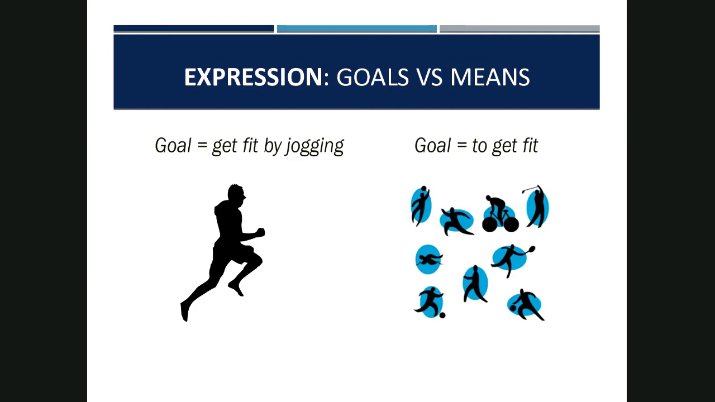So think about what we're doing when we assign things. Is our goal to get fit by jogging, by doing this one thing? Or is our goal to allow them to get fit in whatever way that makes sense to them? Maybe they want to play basketball or they want to go swimming. So this is the backwards design. Identify a single goal and then make sure that you remove unnecessary barriers.